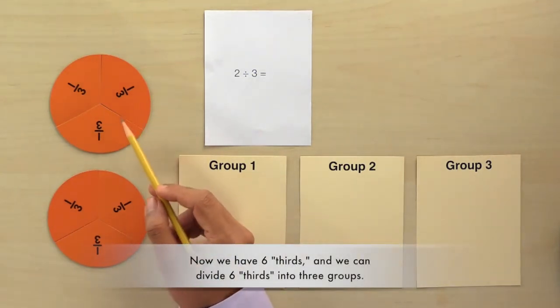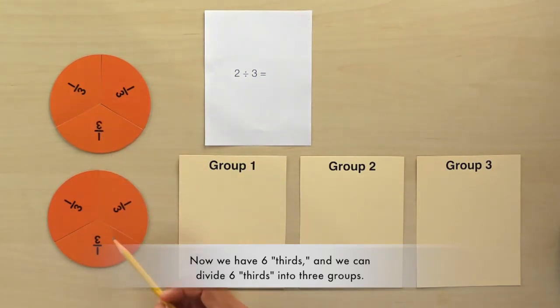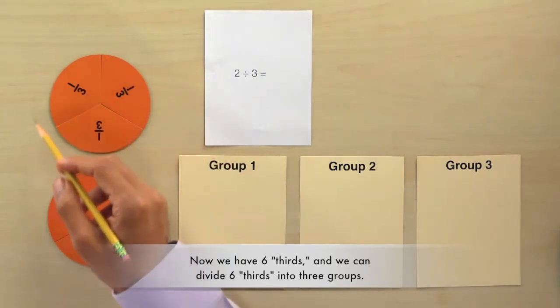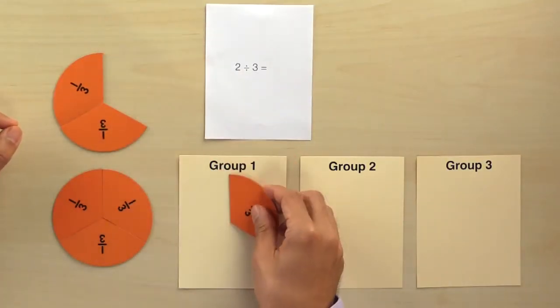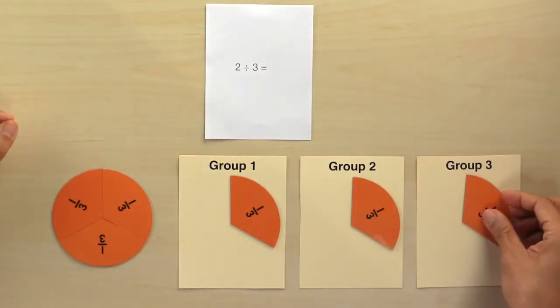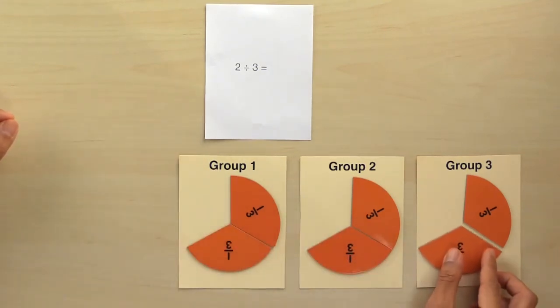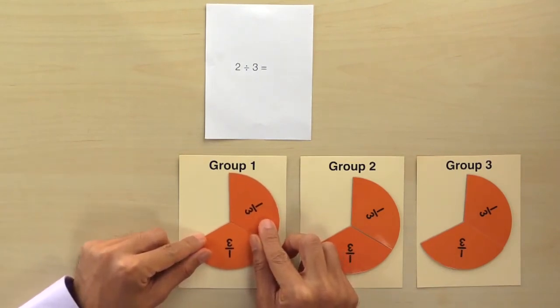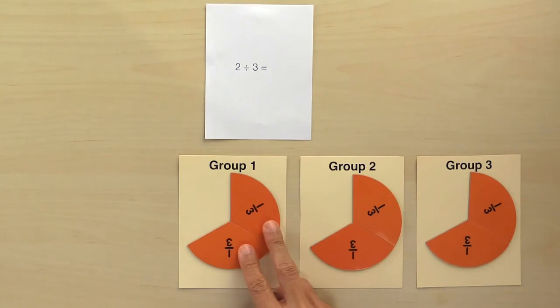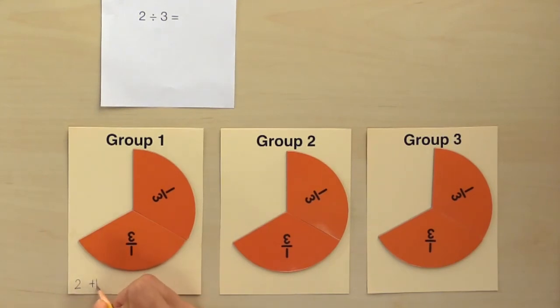Now we have 1/3, 2/3, 3/3, 4/3, 5/3, 6/3, and this is what we'll divide into the 3 groups. Let's go ahead and do that now. So here we have 1/3, 2/3, 3/3, 4/3, 5/3, and 6/3. And as you can see, each group has 2/3. Here's 2/3, 2/3, and 2/3. Let's write it down. 2/3, 2/3, and 2/3.